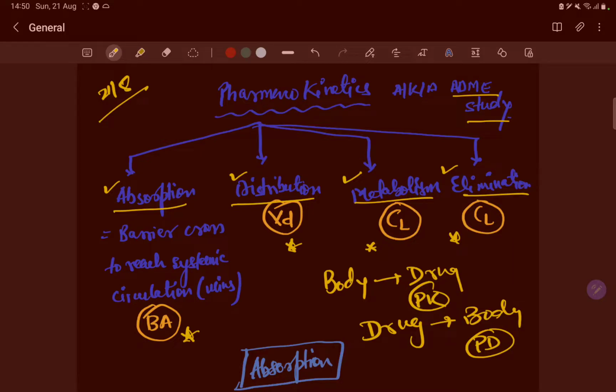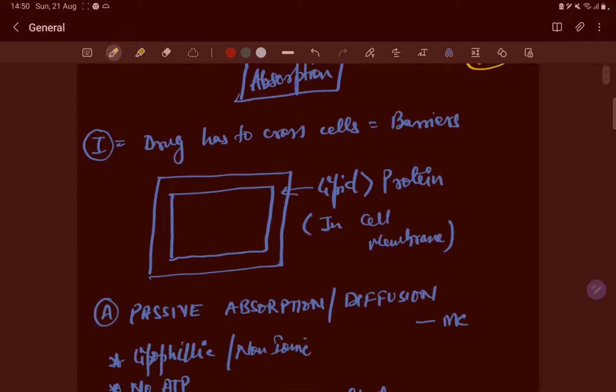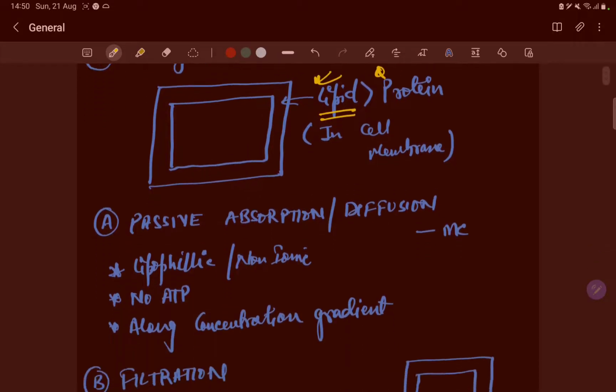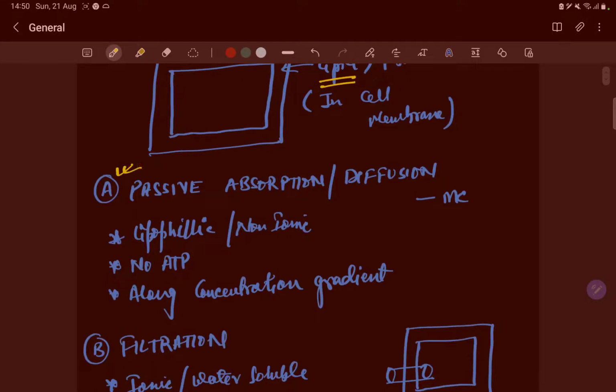Crossing the barriers to reach the systemic circulation, that is the veins, is absorption. So absorption has to cross cells, so there are barriers present. Basically the cell membrane has more lipid than protein. So the drug has to cross some barriers, the cell membrane. Now, what are the processes?